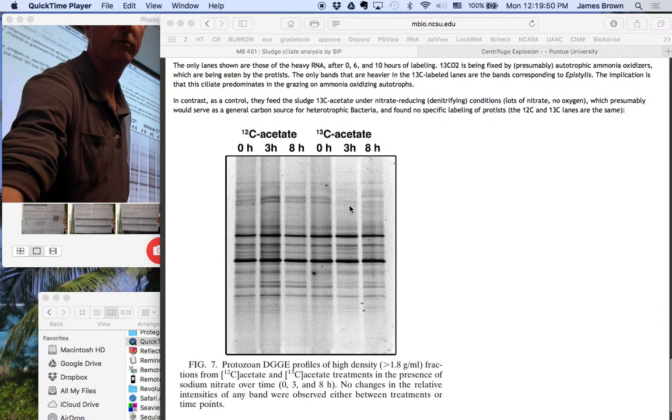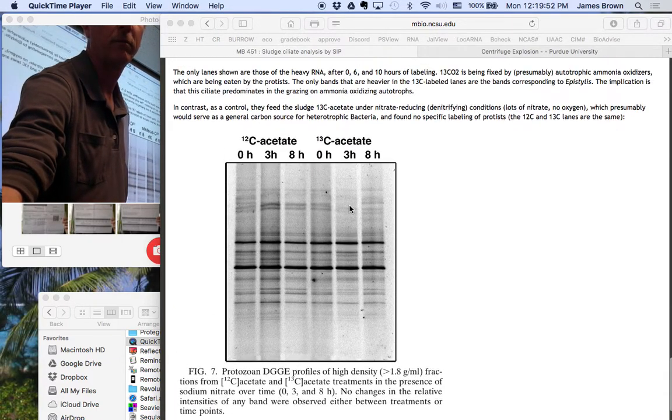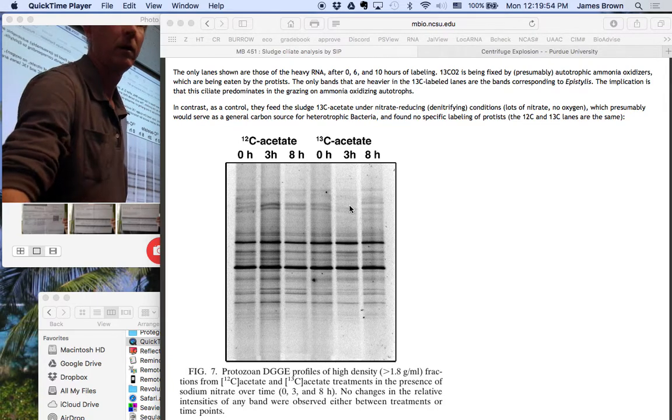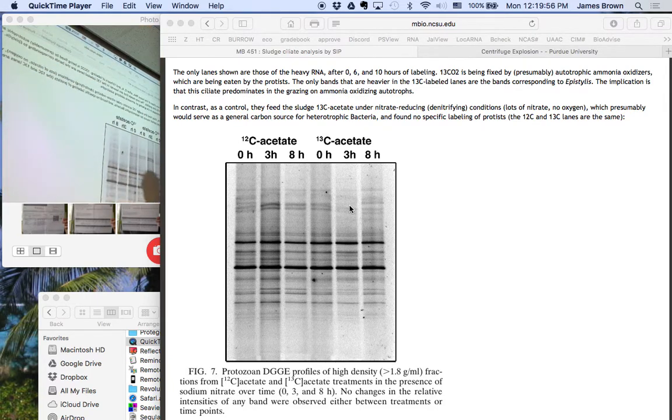This is a complicated experiment. I've got it a little bit muddled in my head. So they think that epistylus is the one eating it. That implies that the ammonia oxidizers floating around in solution are being picked off by filter feeders. They next do another experiment.